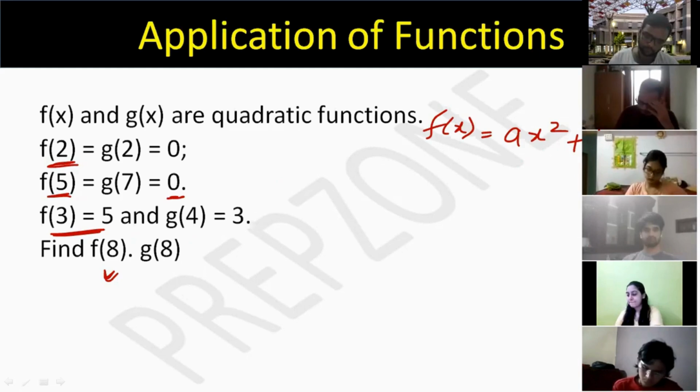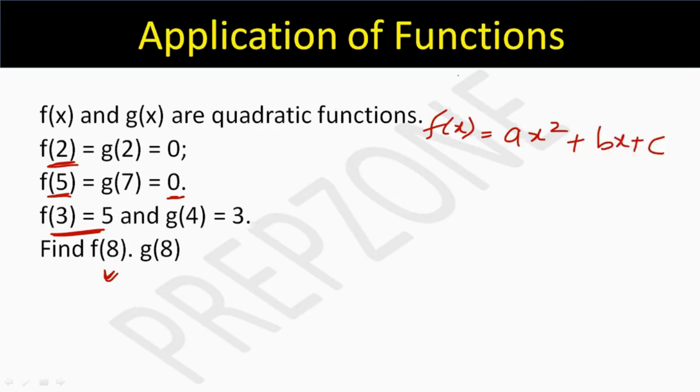Clear? The standard method. Now, what is the shorter and the smarter way? You see our f of 2 is 0, right? f of 2 is 0 and f of 5 is 0. इसका क्या मतलब हुआ? This implies that 2 and 5 are the roots of the equation, right? Roots होंगे तभी value 0 होगा ना? Roots का मतलब क्या होता है? Roots is something जहाँ पे function intersect करता है x-axis को. So that is when the value of the function is 0.